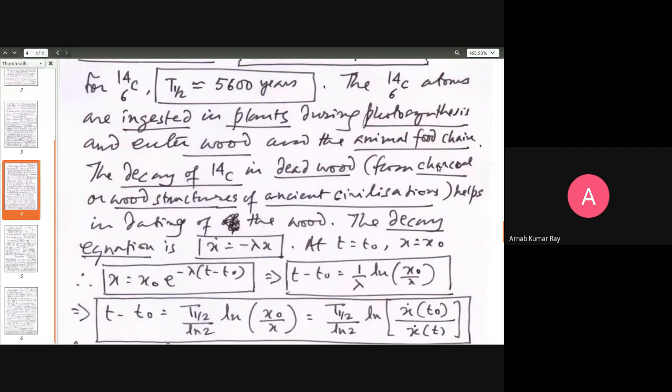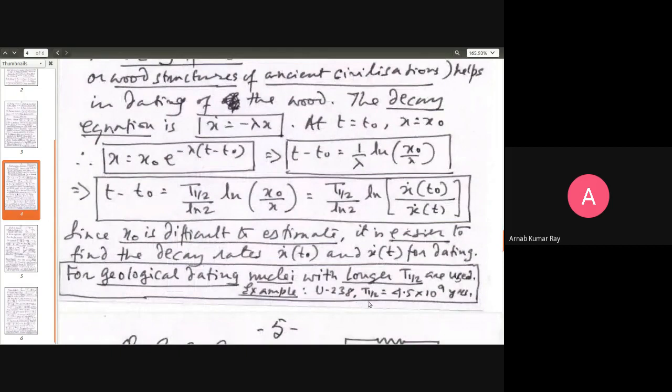And radiocarbon can be found in wood material, so charcoal or wood structures, which would be dead, used in ancient civilizations. So basically, radiocarbon can be used. You can't use, let us say, uranium-238 to measure the lifetime of a civilization.